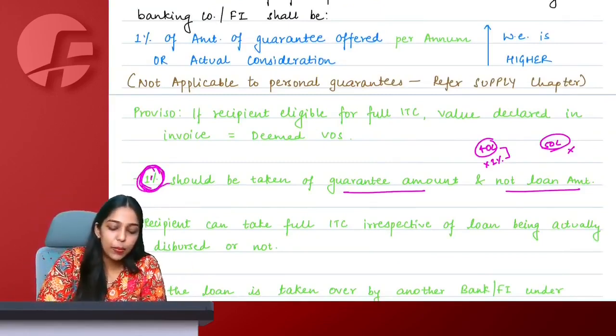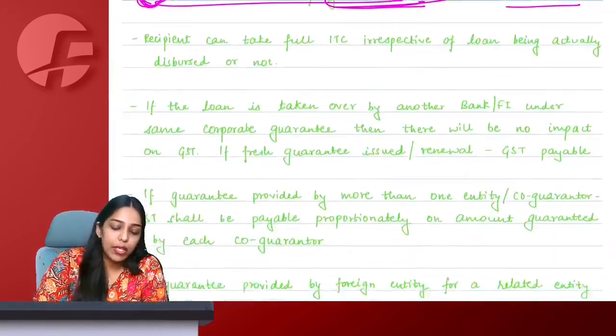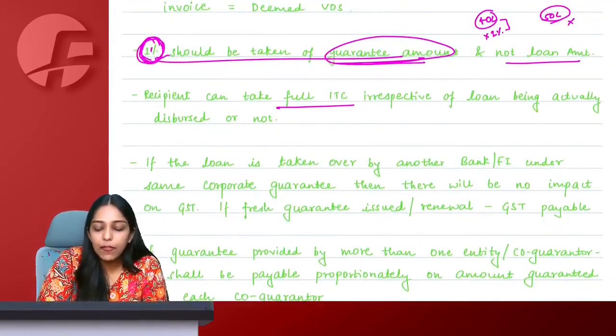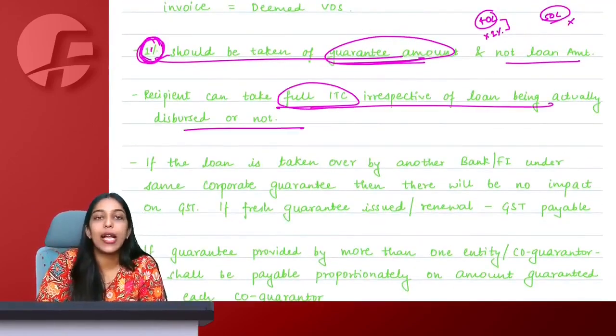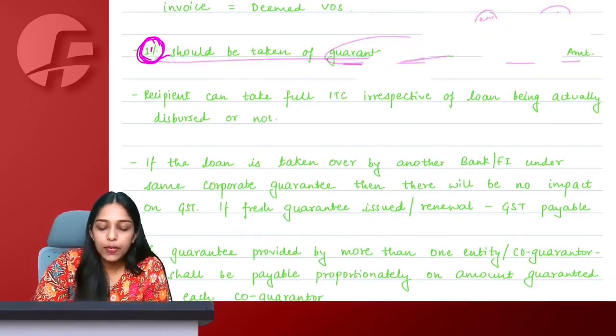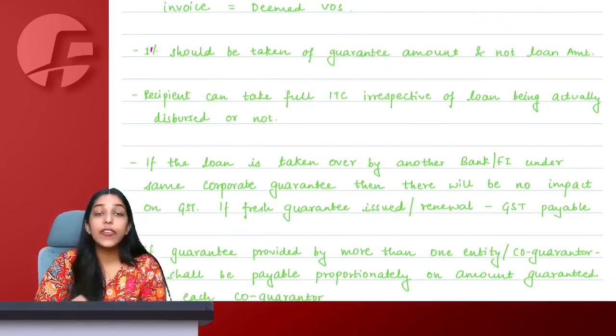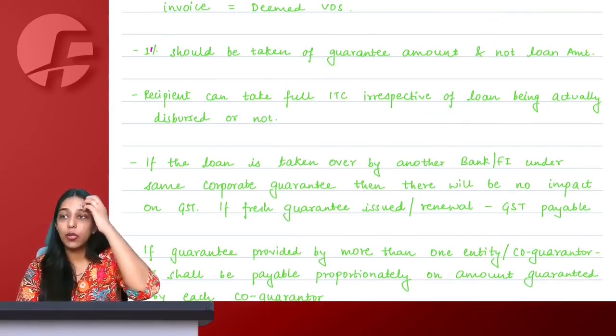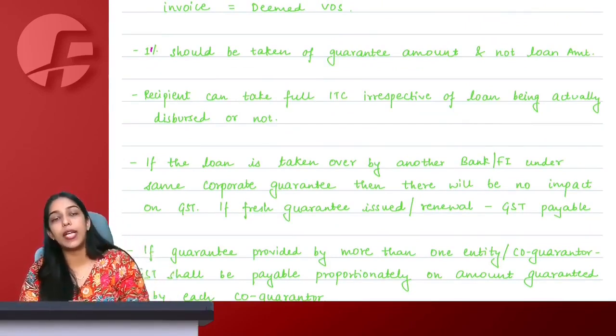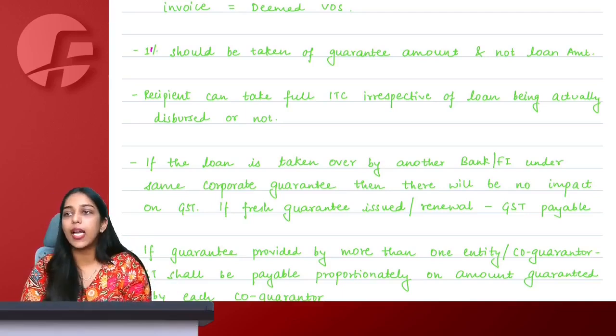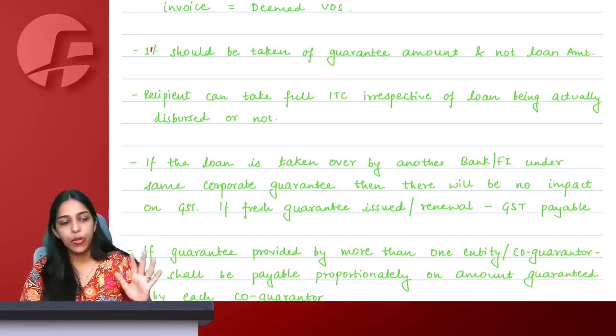So 1% should be taken off the guarantee amount. Second is, the recipient can take full ITC irrespective of whether the loan is actually disbursed or not. Here we are saying, if the recipient is eligible to take ITC on GST paid on corporate guarantees, the recipient can take the ITC as soon as the guarantee is issued.